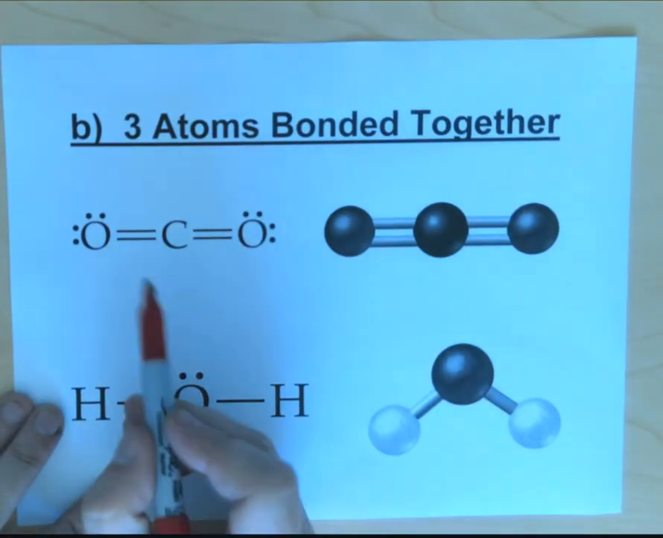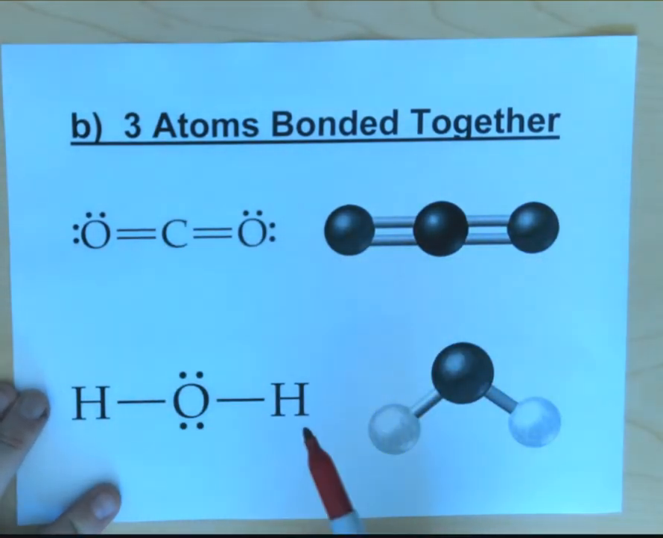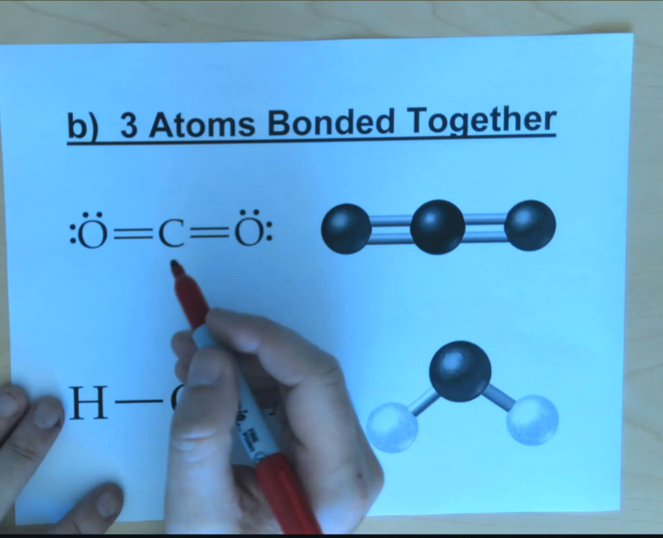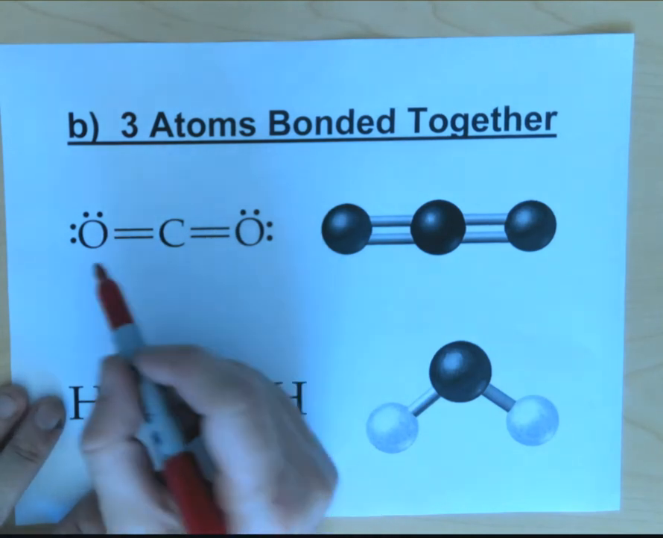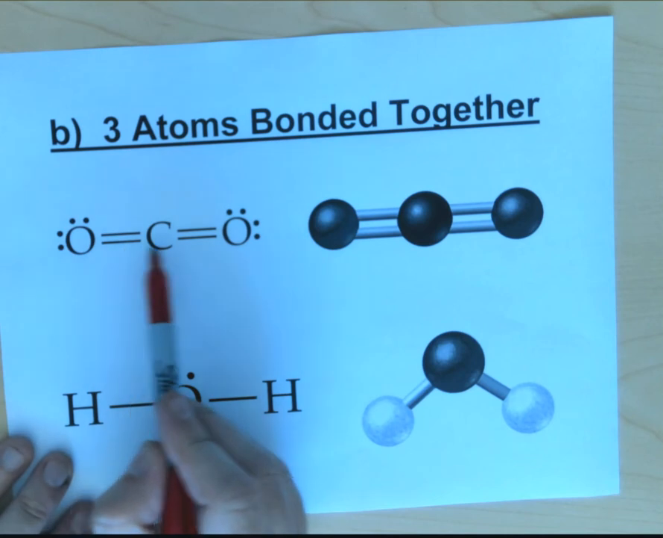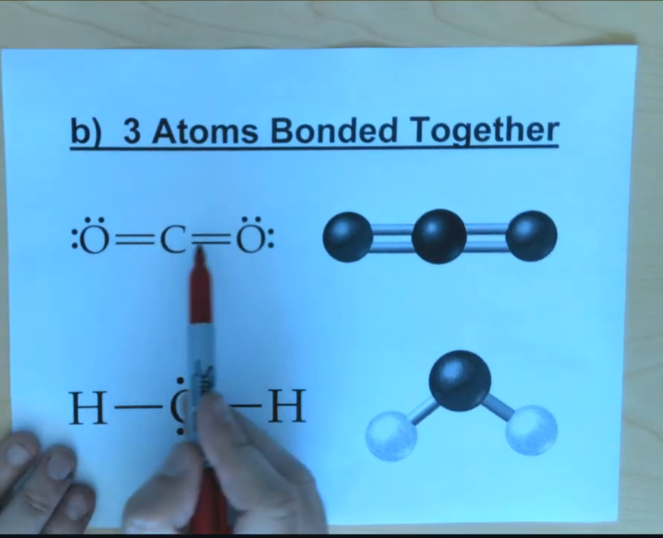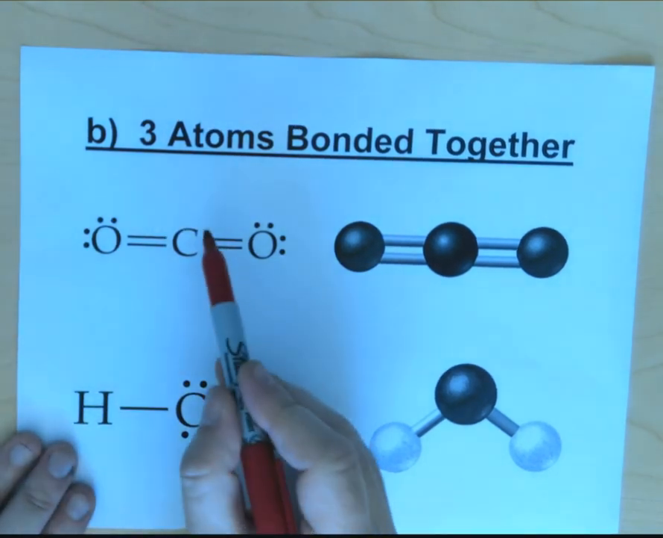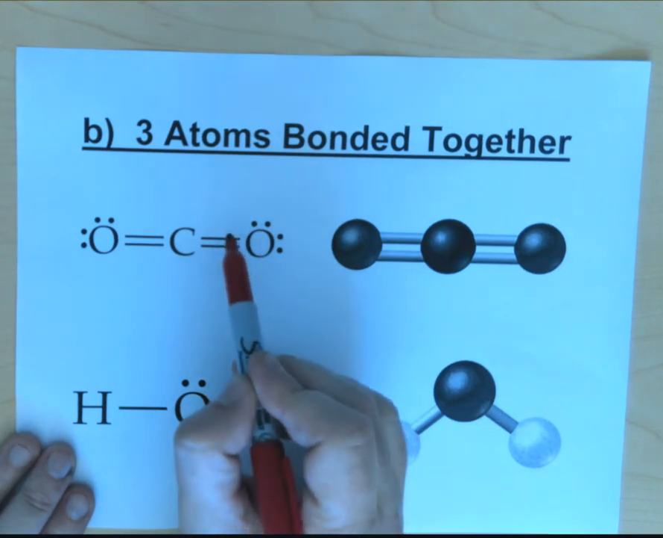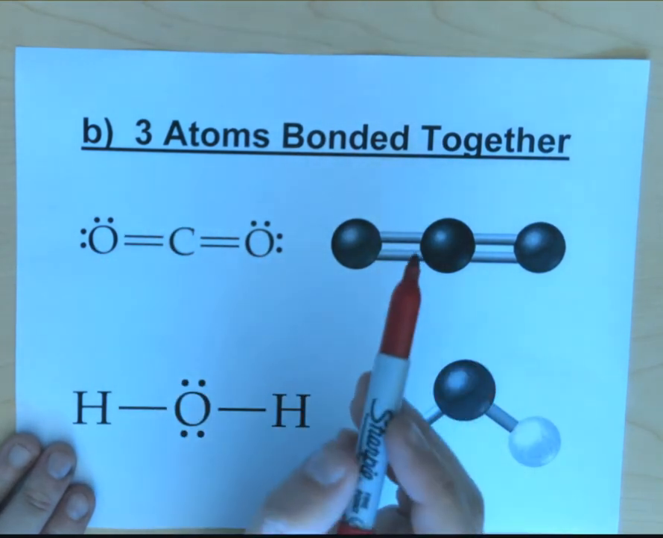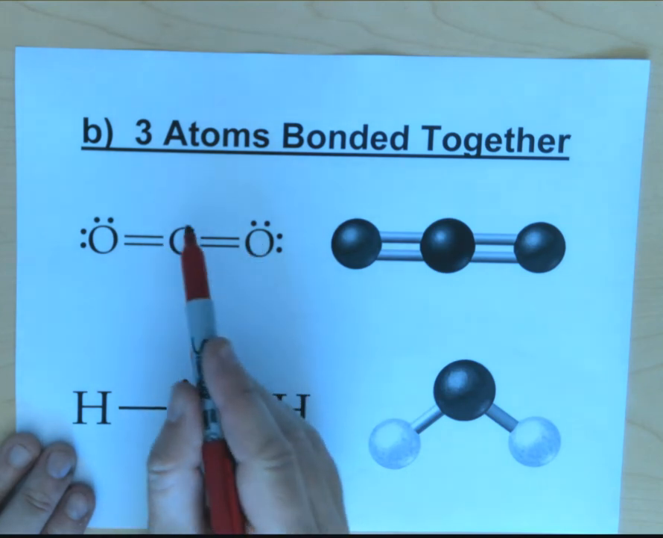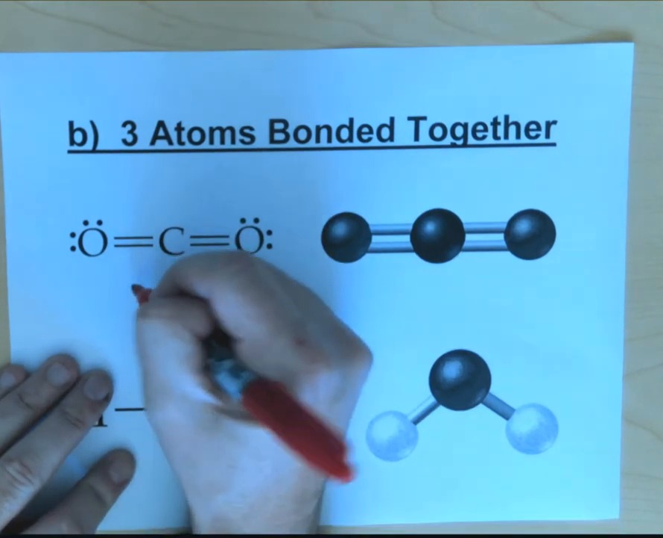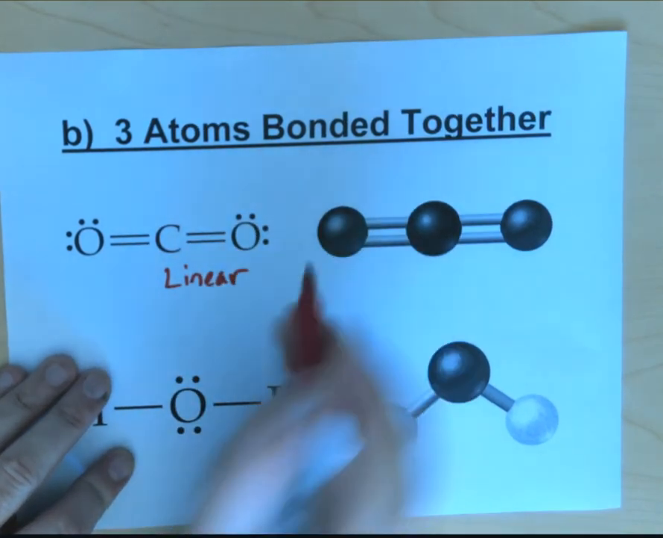Scenario B is when we have 3 atoms bonded together, or 2 atoms bonded to a central atom. Now there are 2 possible shapes we can get here. So remember that this carbon atom here in carbon dioxide only has 2 sets of electrons, 2 bonds coming out of it. So there's no place that those bonds could be any further away from each other than on opposite sides of the central atom. So when you have 3 atoms bonded together with no other electrons on the central atom, no lone pairs of electrons, the shape you get is also linear.